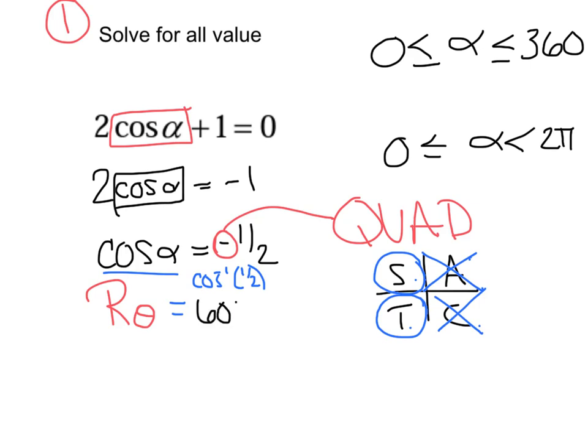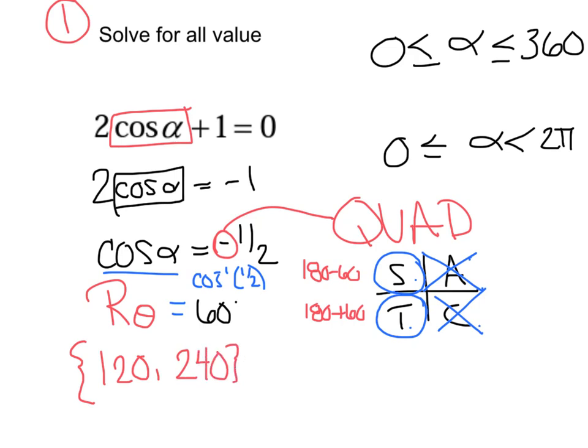Now you'll notice I'm not actually going to use 60 because that's in quadrant 1. But I am going to use 60 to get the other answers. I'm going to say this is 180 minus 60. And this angle is 180 plus 60. So I'm going to say my two answers are 120 and 240.